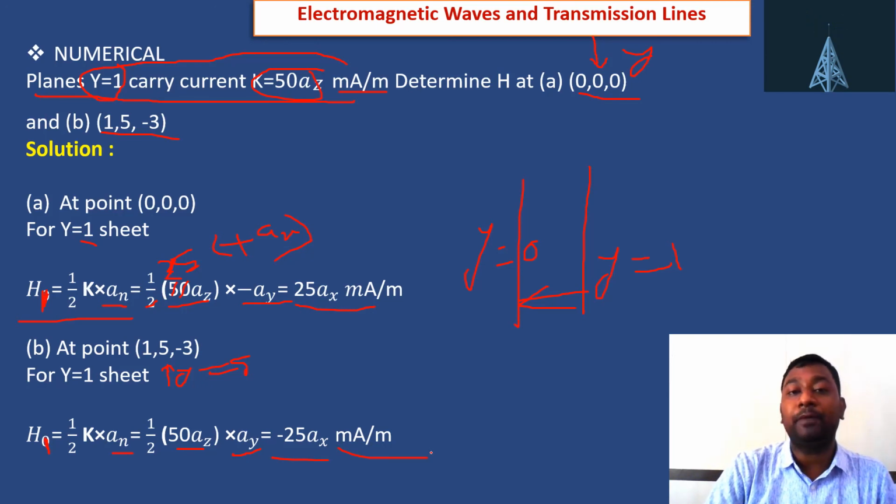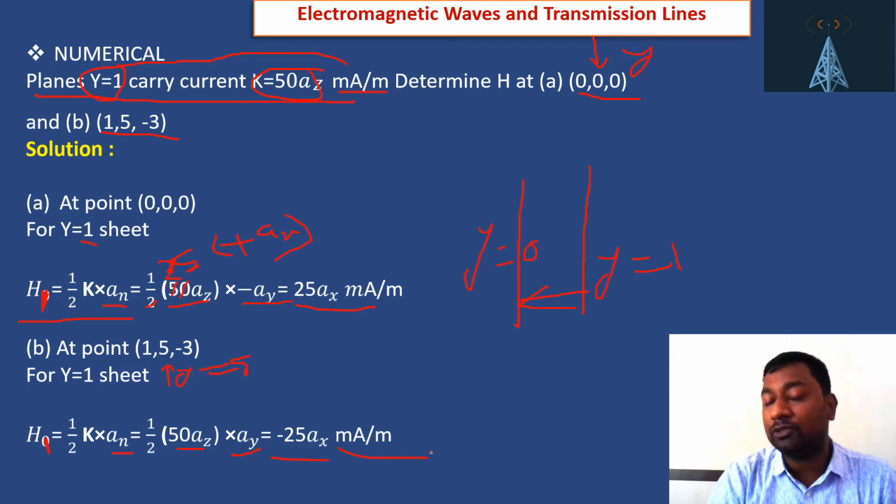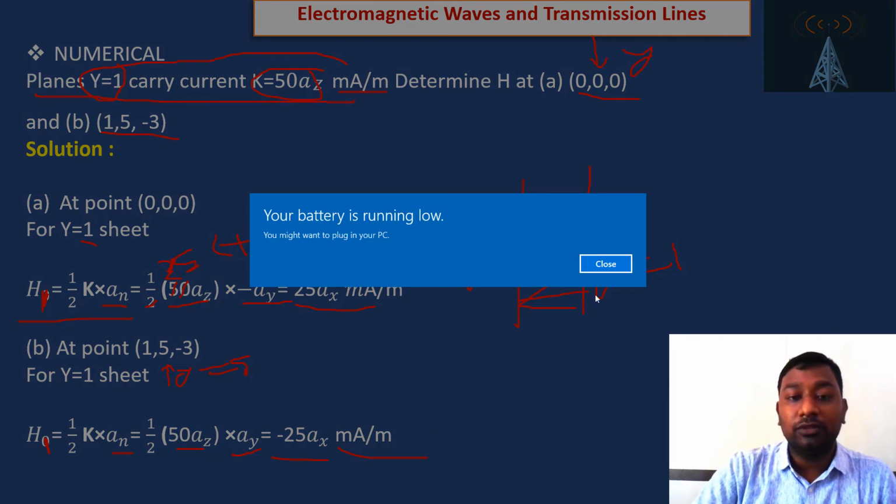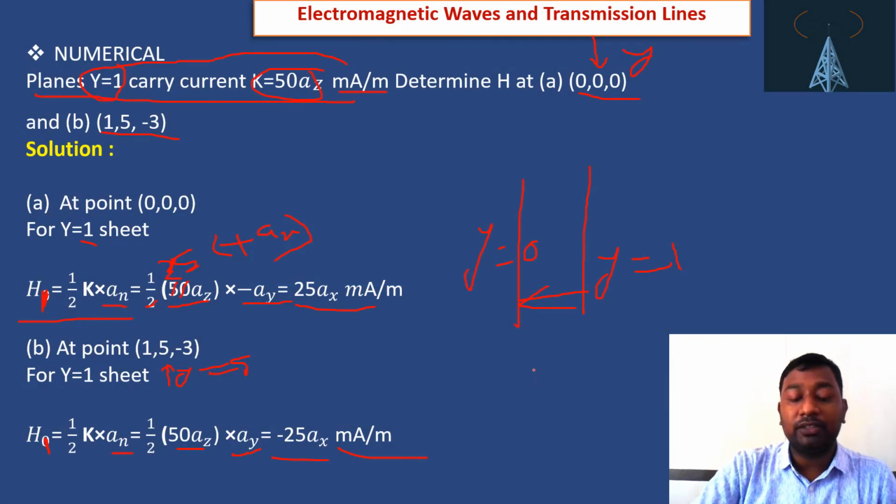So those are the two problems we solved till now. Okay, so based on other things we can solve other problems. Based on this part, those are the two problems we solved. So we can solve other types of problems. If 3 sheets are there, then 3 additions will be there.